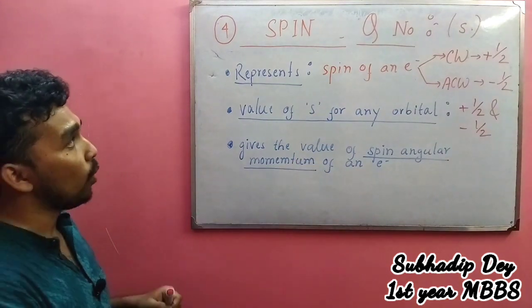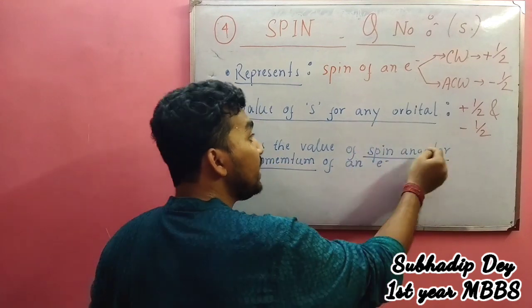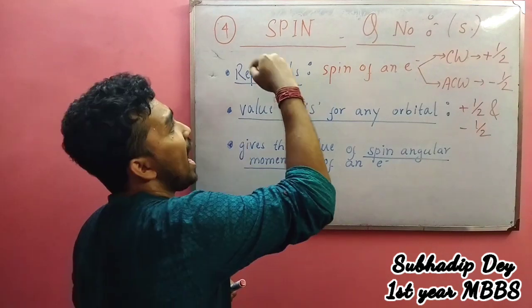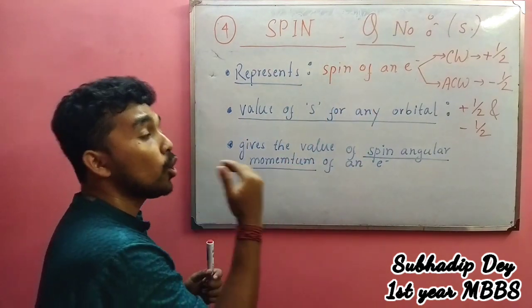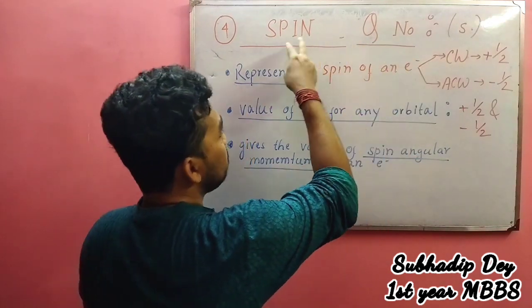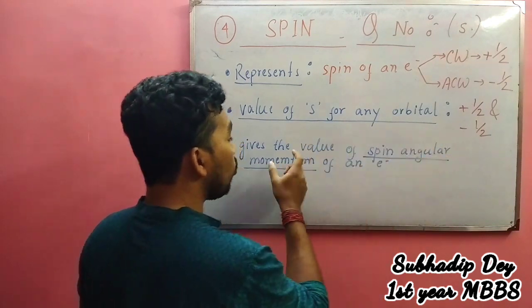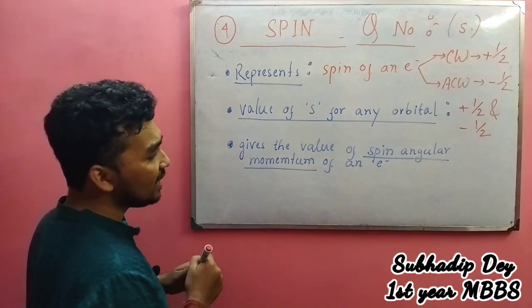Okay, so now the spin quantum number gives us the value of spin angular momentum. Just like we know that the azimuthal quantum number gave us the idea of orbital angular momentum, just like that, S, that is the spin quantum number, gives us the value of spin angular momentum of an electron. अब इसका भी एक फॉर्मूला है, चलो देख लेते हैं.